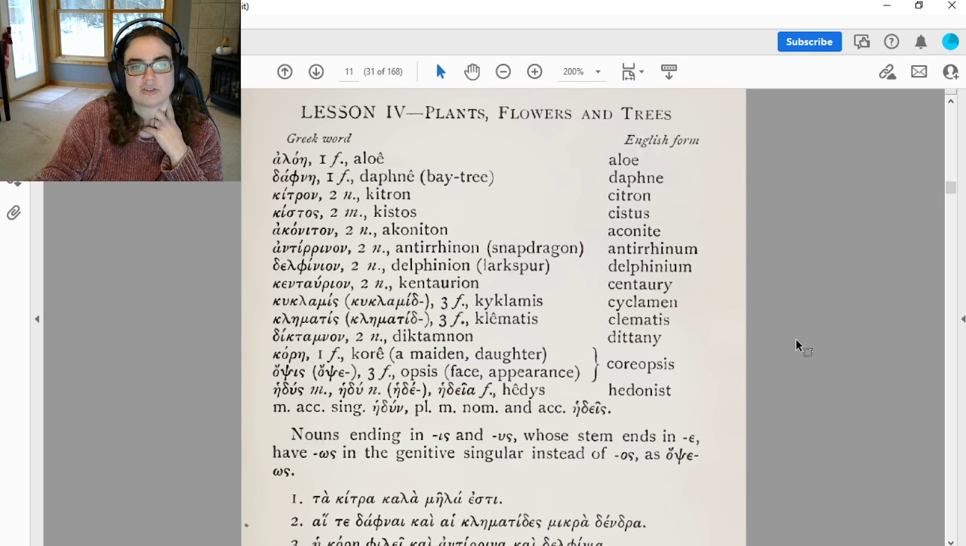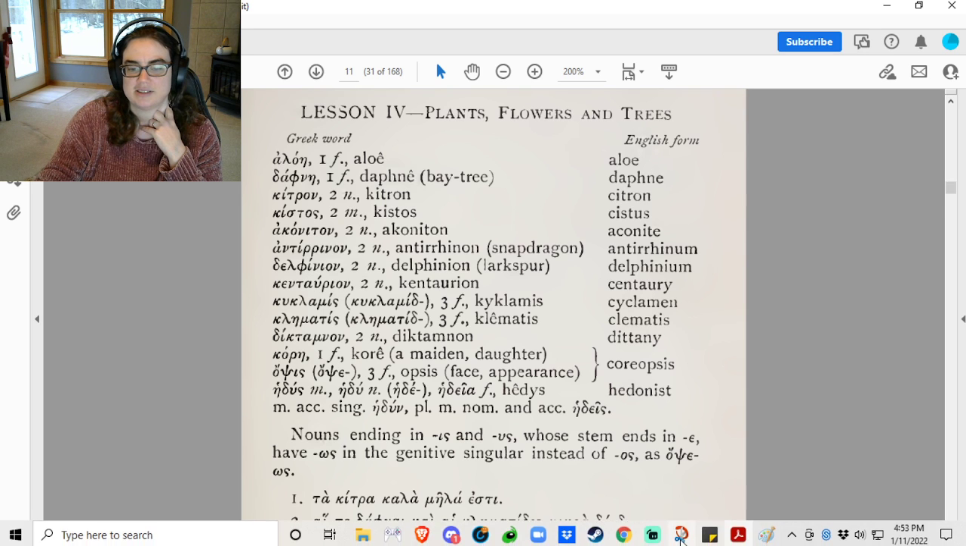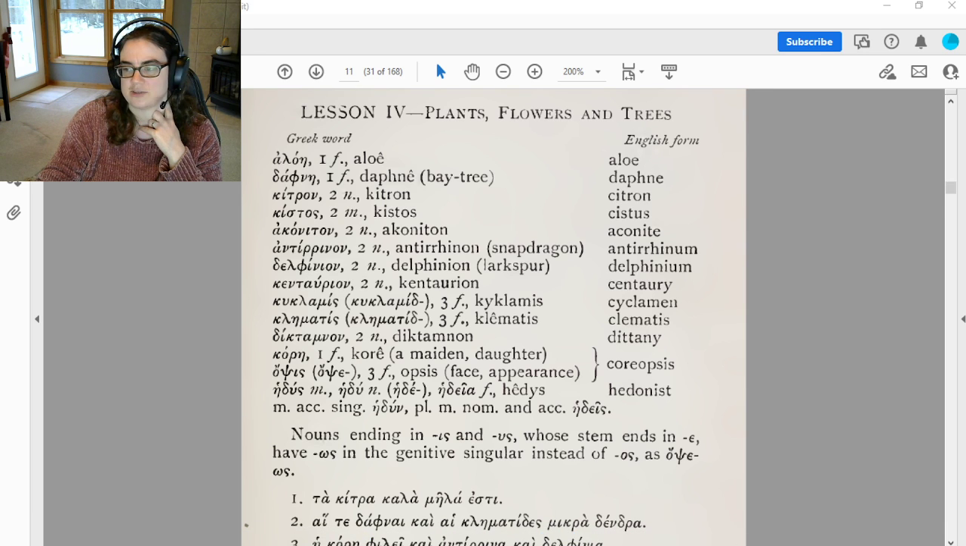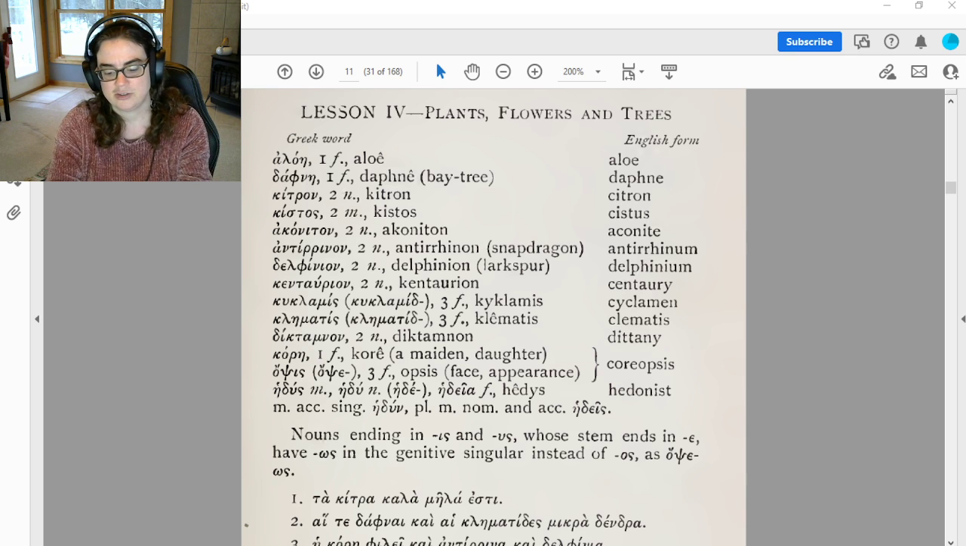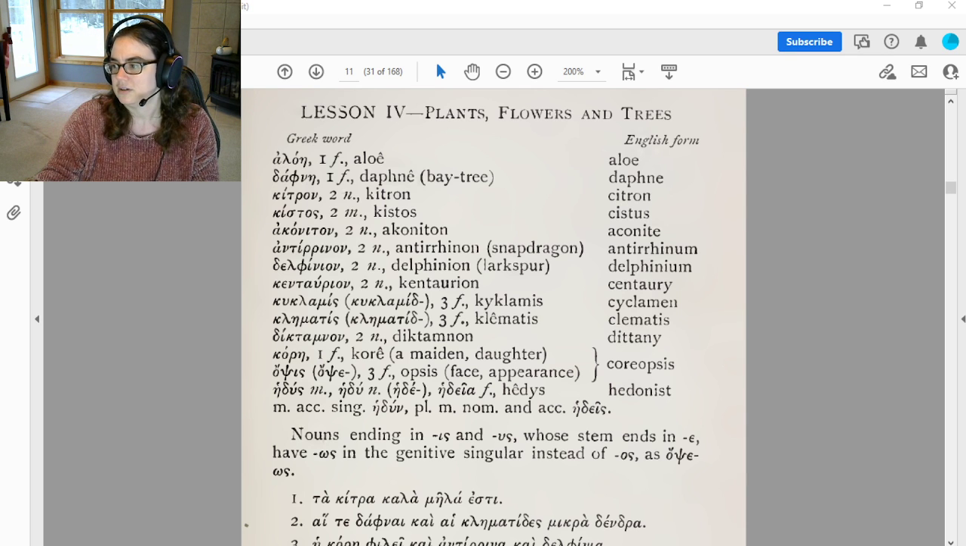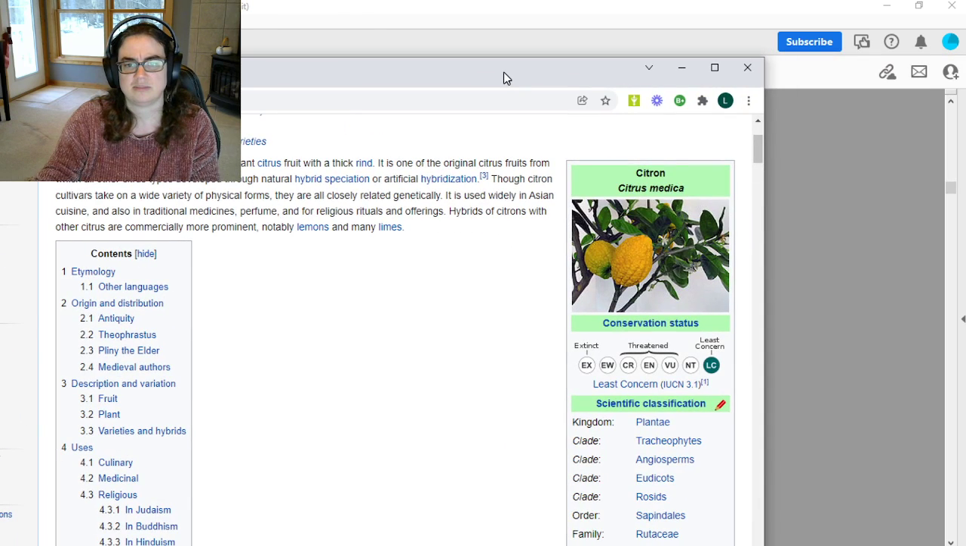Plants, flowers, and trees. Aloe. Now I can't say it in English, even though... aloe. That's how we say it. Daphne. The Daphne tree. Yep. That one I know. Citron. The citron. Is that citrus or is that something else? Citron. It is, in fact, some sort of citrus fruit with a thick rind. It looks like a really bumpy lemon.